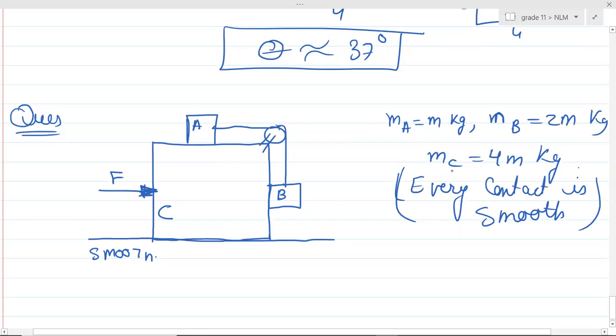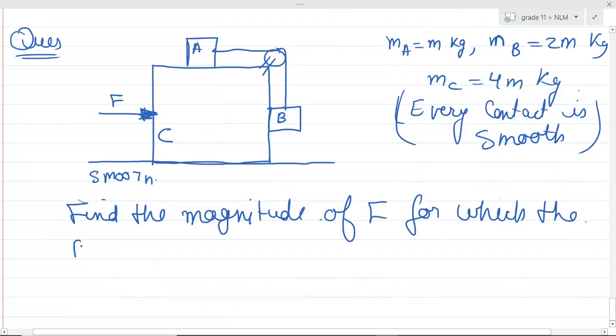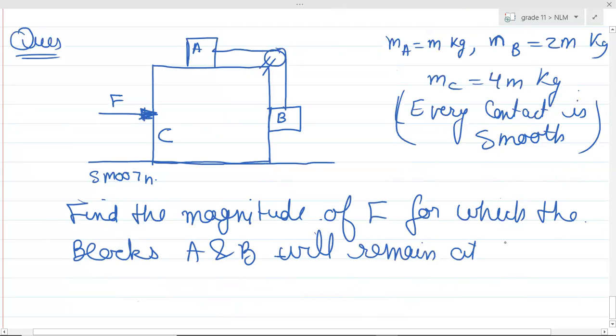Now the question is, find the magnitude of F for which the blocks A and B will remain at rest with respect to block C. This is the question.